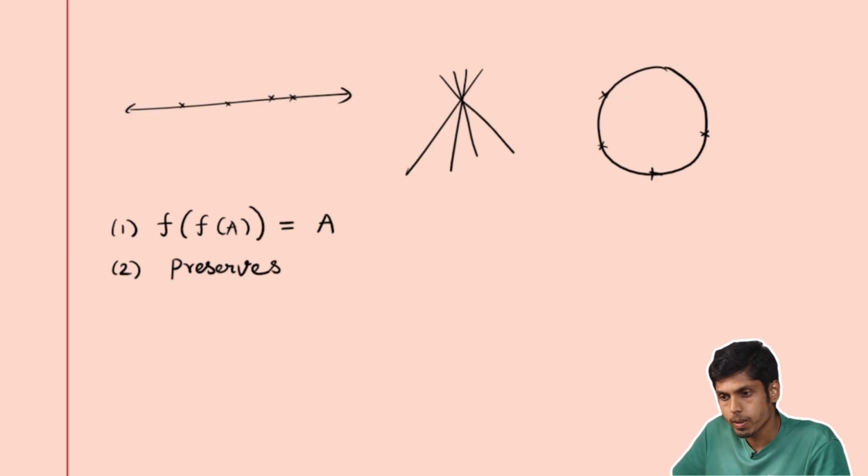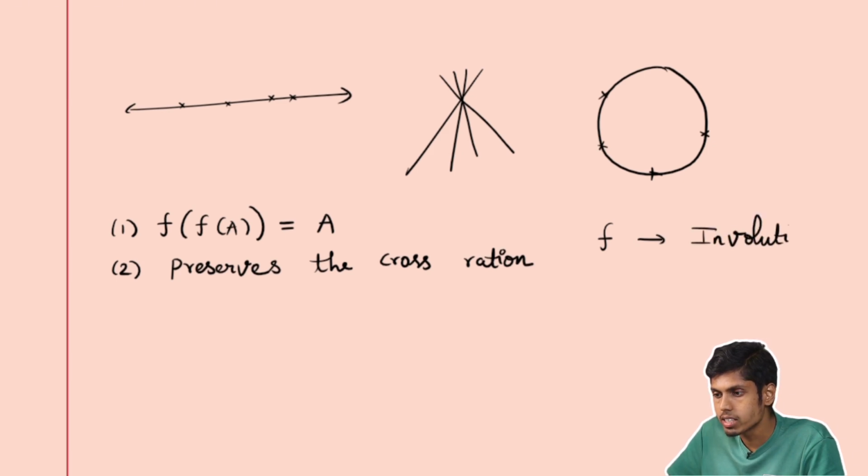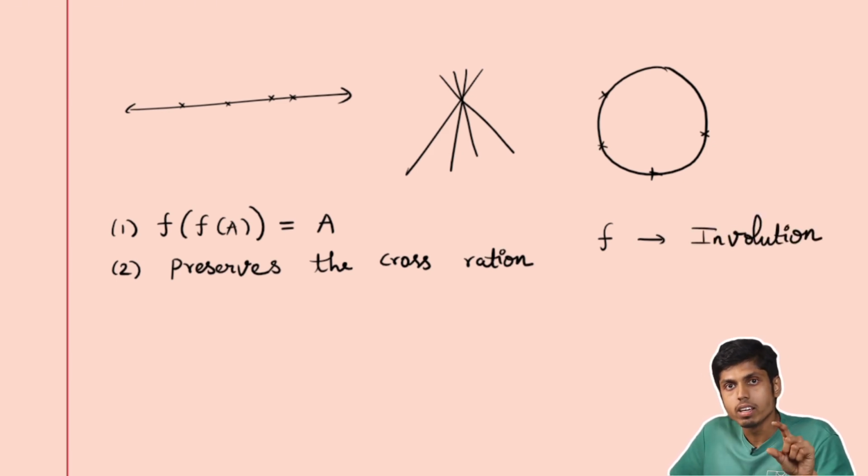For example, when you define an involution map from a pencil of lines to itself, it must preserve the cross ratio upon application. With these 2 conditions, the function is called an involution map. The configurations under consideration are the 3 on which we define the cross ratio.